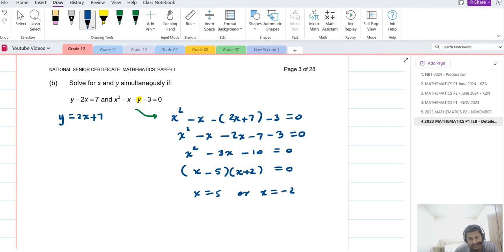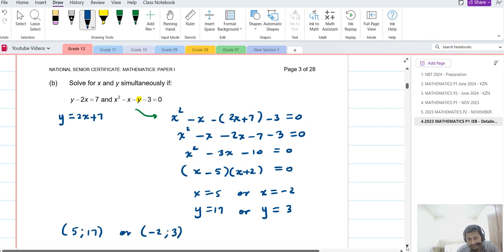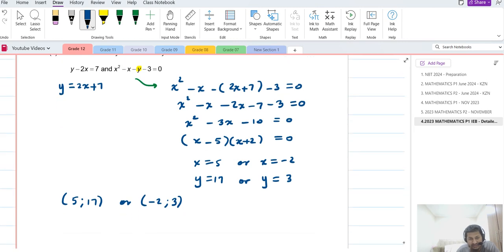Now if I substitute 5 inside here, 5 times 2 is 10, 10 plus 7 is 17, so I'm getting 17, or y is equal to, substitute negative 2 here, 2 times negative 2 is negative 4, plus 7 is 3. So solutions are 5 and 17, or negative 2 and 3. Right, so I have two answers, 5 and 17, so I can write it in coordinate form.